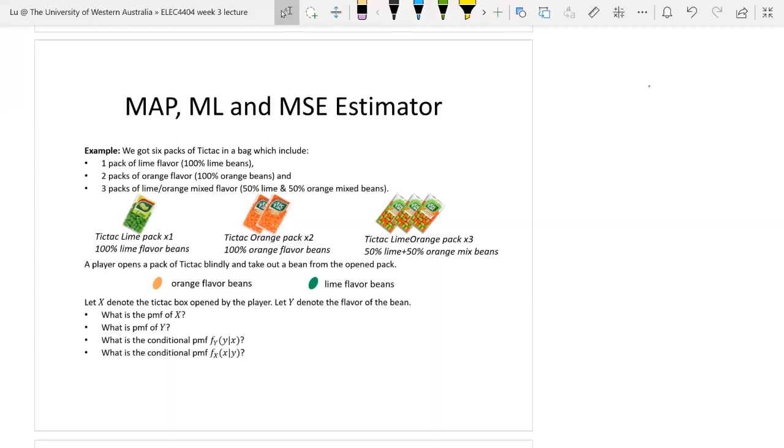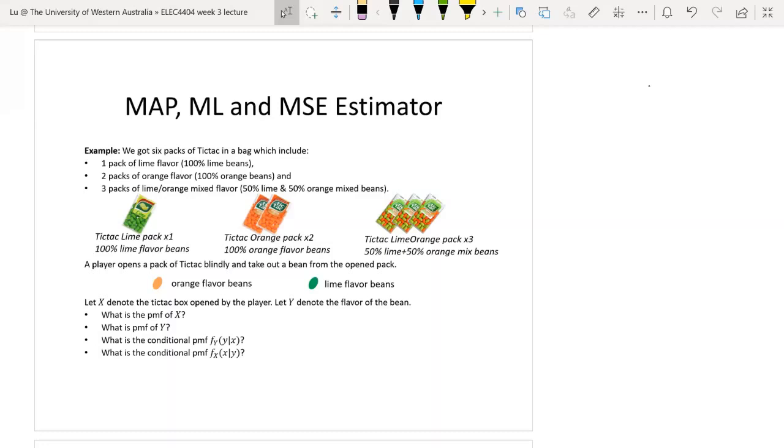A player will put his hand into the bag and randomly pick up 1 box, and then open the box and pick up a Tic Tac bin. And of course, out of these 3 types of Tic Tac box, there are only 2 possible flavors. The lime one in the green box and also in the mixed box, or the orange flavor, in the orange box or also in the mixed box. Okay, so this is the whole story.